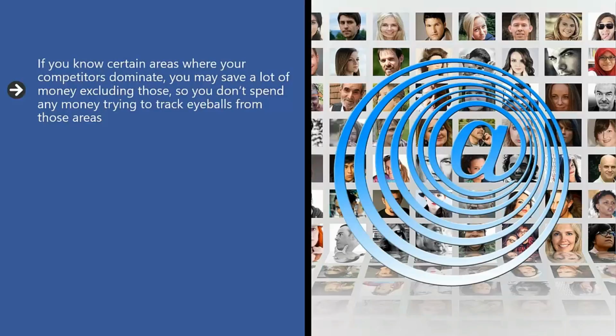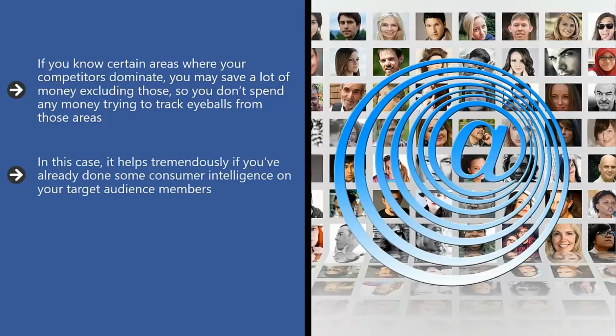Next, you need to select the interests of your audience members. In this case, it helps tremendously if you've already done some consumer intelligence on your target audience members. You can see that this area can branch off to finer and finer sub-details. You have to use your best guess regarding the interests of your customers. If your competitors or competing niche is featured here, use that.